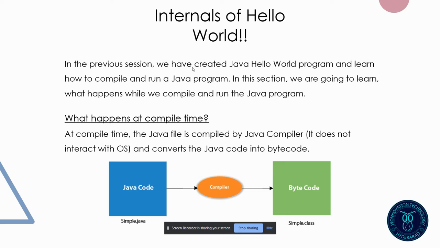Here, we need to note that the Java compiler does not interact with the OS. And this Java code is converted into bytecode using this compiler. Here, we can see that the Java code, which is saved as simple.java, is compiled using the compiler to bytecode which is named simple.class. Here we need to see that this simple in simple.class stands for the class name in the Java code.